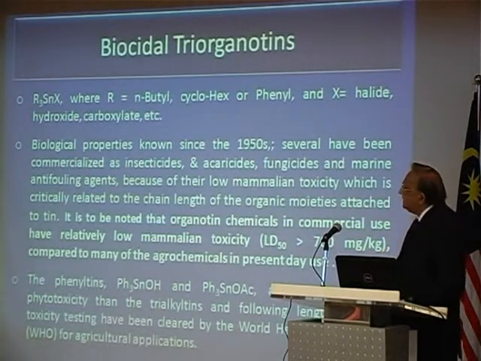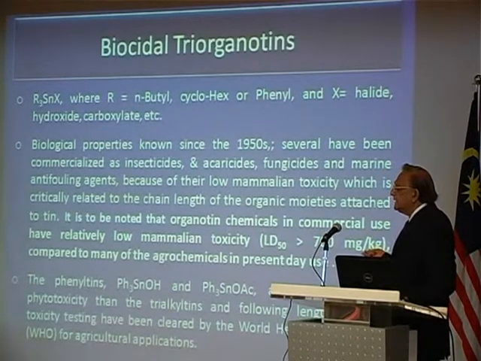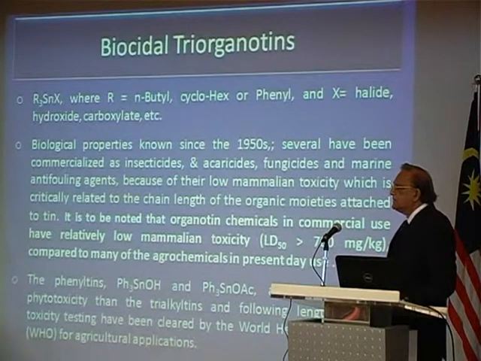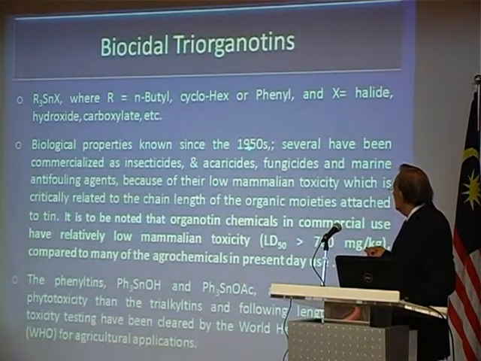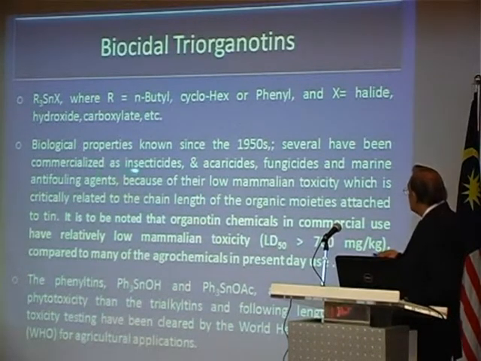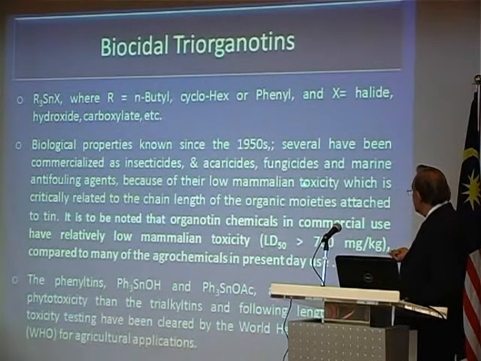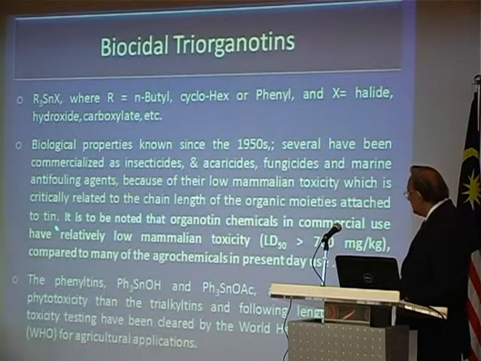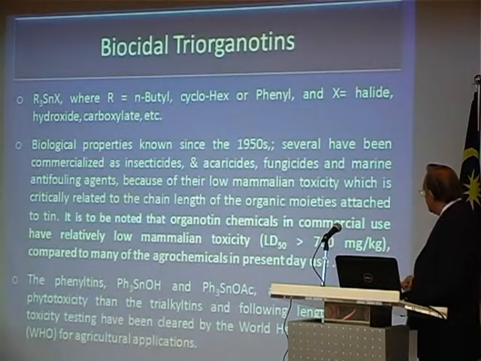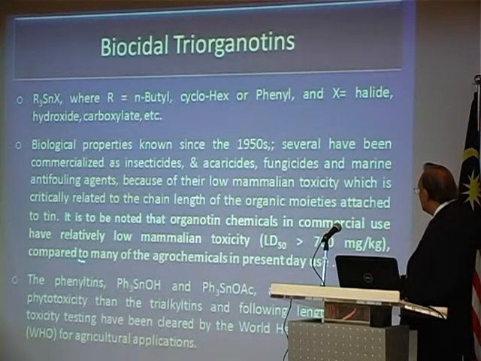In fact, they have been there for some time, since the 1950s. If you look at the early literature on tin chemistry, you'll find these compounds being mentioned, being produced. But the applications came later. Several have been commercialized: insecticides, acaricides, fungicides, marine anti-fouling agents, because of low mammalian toxicity. To be noted is this: organotin chemicals in commercial use have relatively low mammalian toxicity compared to many of the agrochemicals in present day use.